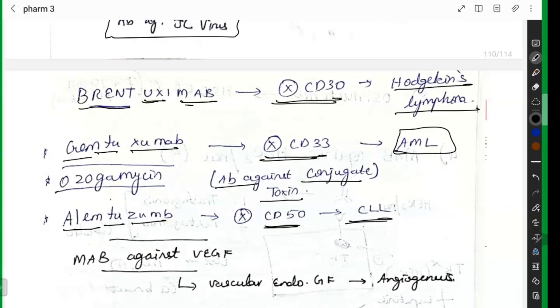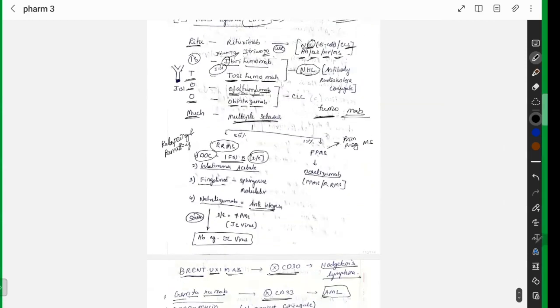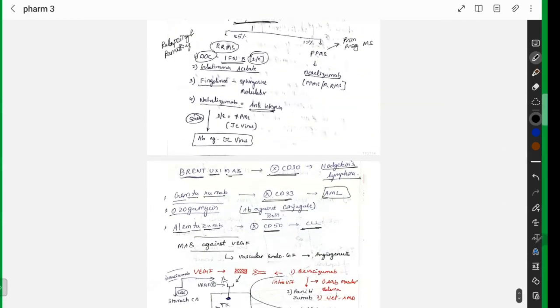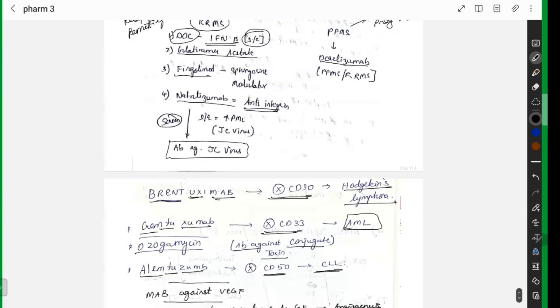Clear? Now from first, what are we seeing? We saw CD20 inhibitors. Next CD30 inhibitor, then CD33 inhibitor, then we saw CD52 inhibitor. Have you copied down? Have you copied down? I'll be asking questions from this at the end of the session. Have you copied down? Yes, right.